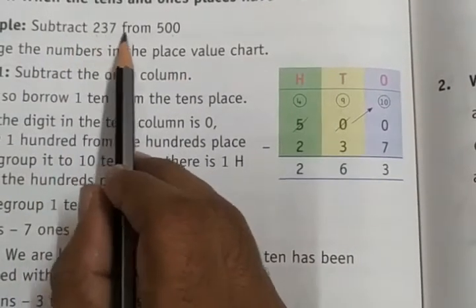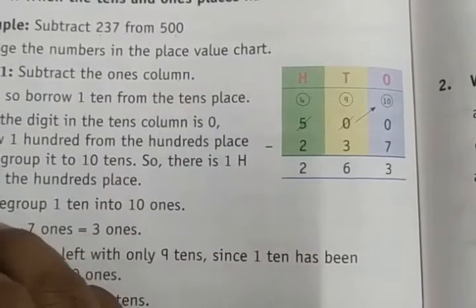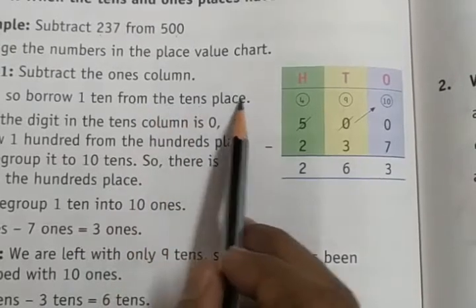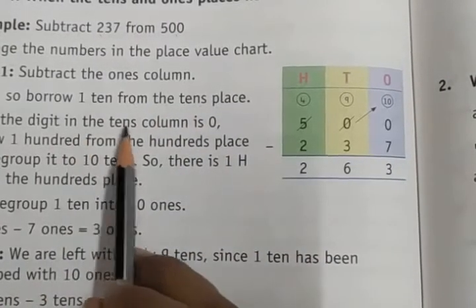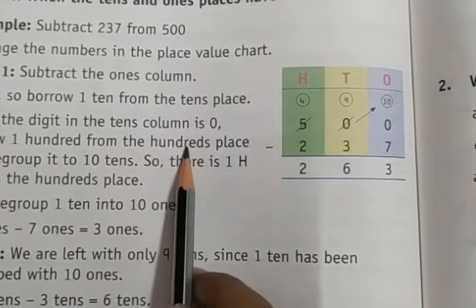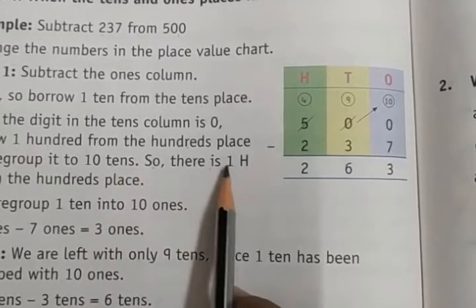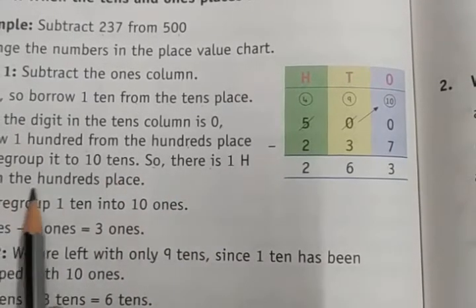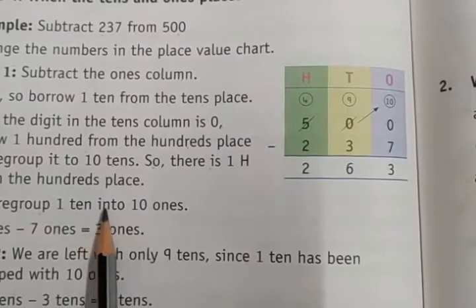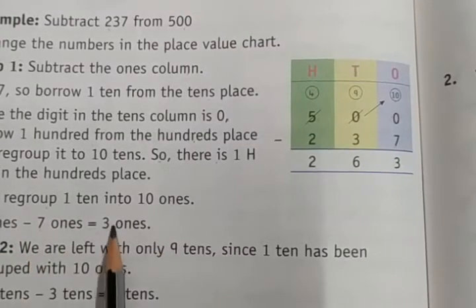Subtract 237 from 500. Arrange the numbers in the place value chart. Step 1: subtract the ones column; 0 is less than 7, so now borrow from the tens place. Since the digit in the tens column is 0, borrow from the hundreds place and regroup it for tens. So there is 1 hundred less in the hundreds place. Now regroup 10 tens into 10 ones. Here 10 ones minus 7 is equal to 3.